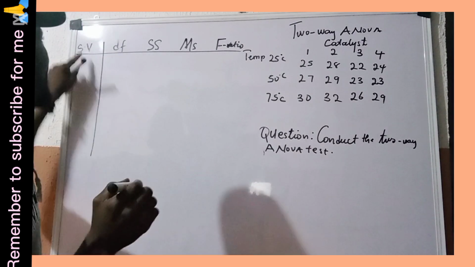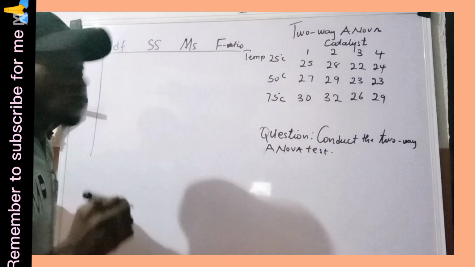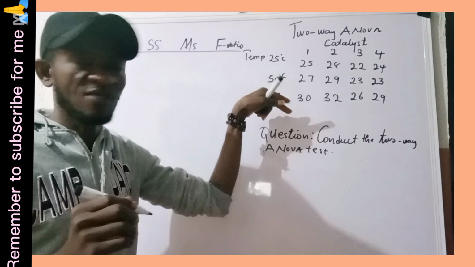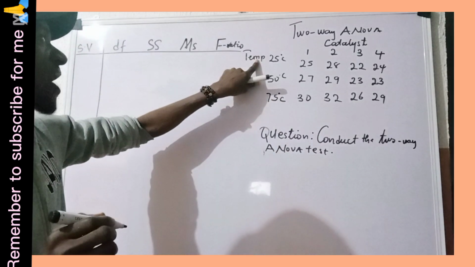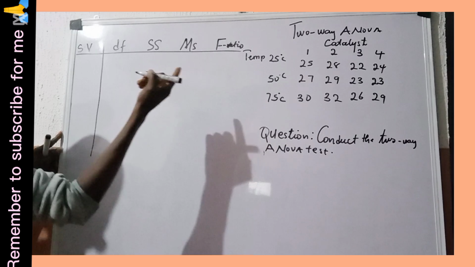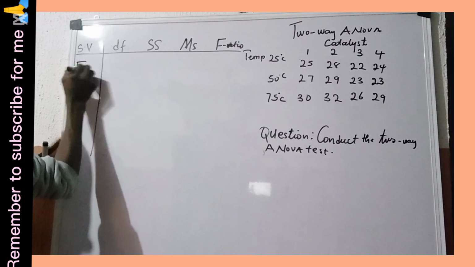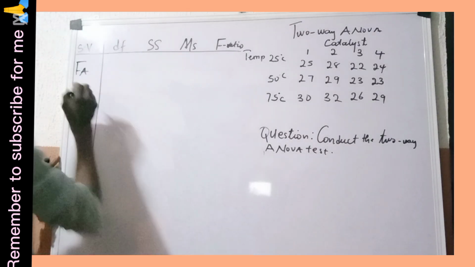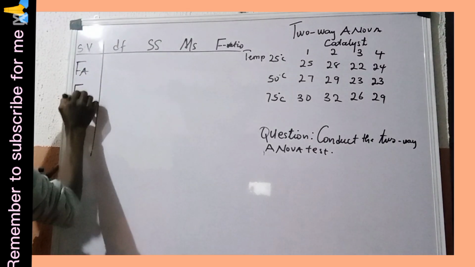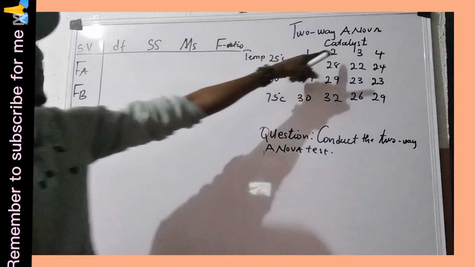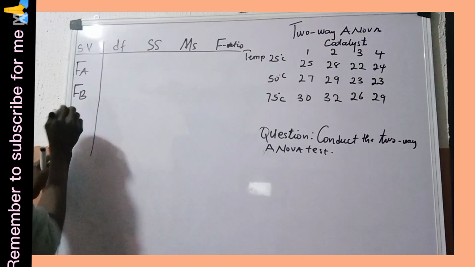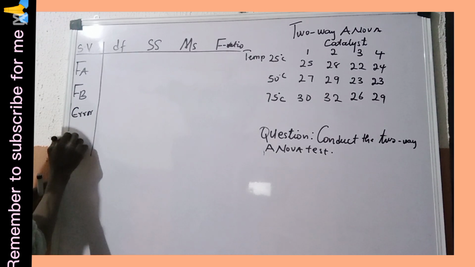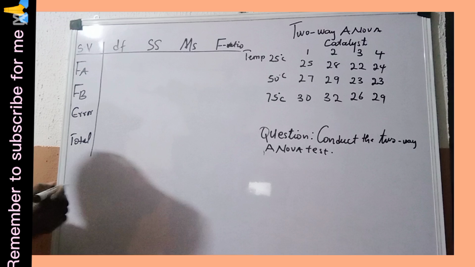Here is source of variation. We have two factors that can introduce variation into these observations. The first is temperature, which, like I said earlier, I call factor A. Then we have factor B, making reference to the catalyst. Then we have our error, and then our total.